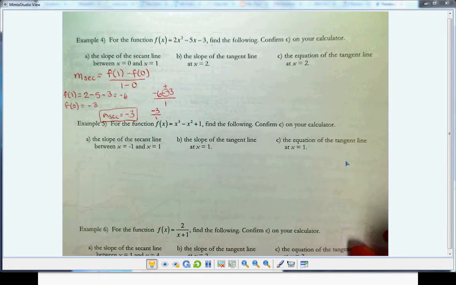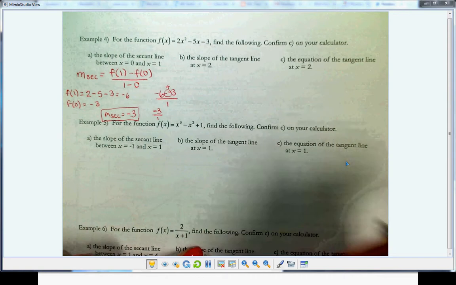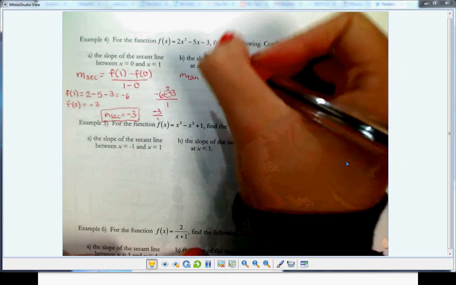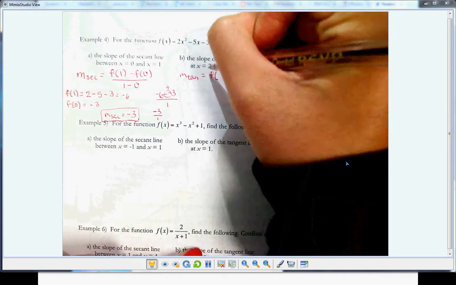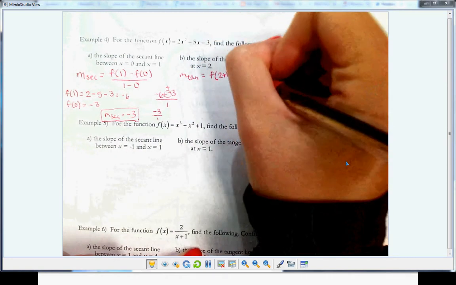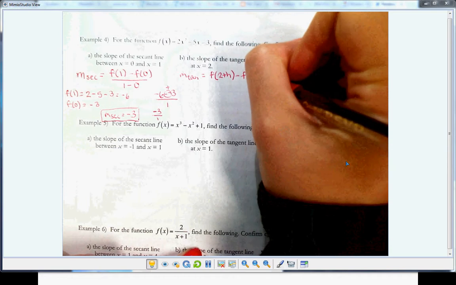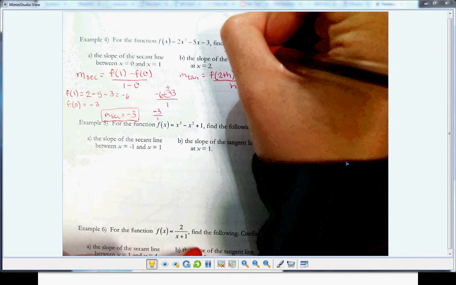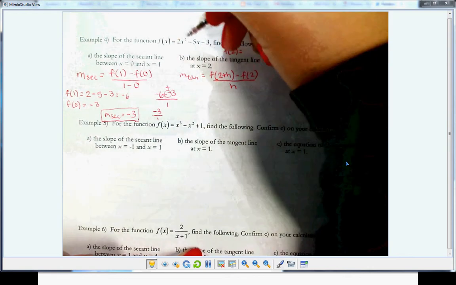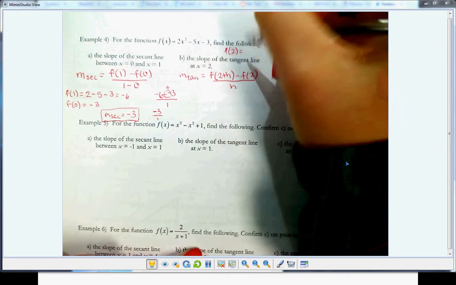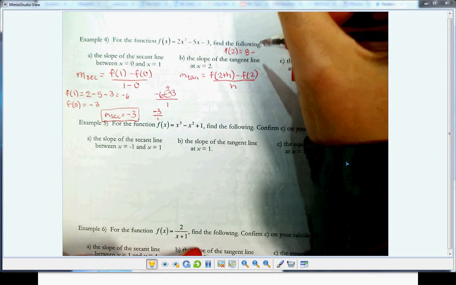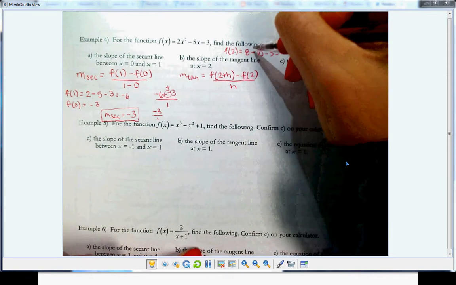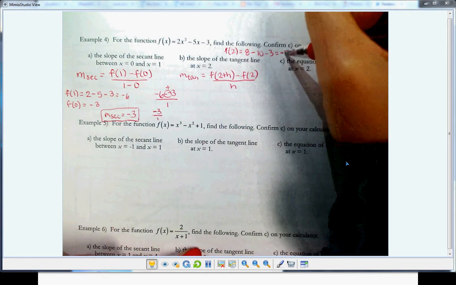To find the slope of your tangent line, we're now going to use our equation for the tangent line, which is f of 2 plus h minus f of 2 over h. F of 2 is 2 times 2 squared, so 2 times 4, which is 8, minus 5 times 2, which is 10, minus 3. So this gives you negative 2 minus 3, which is negative 5.